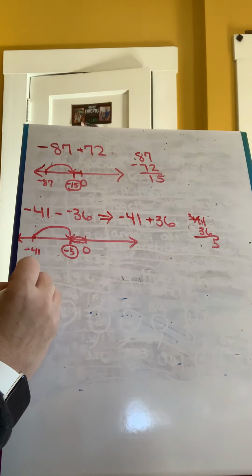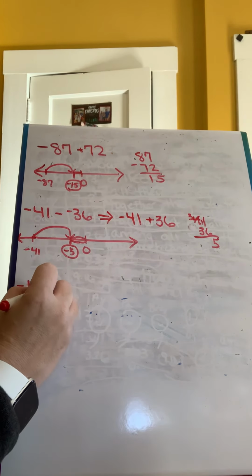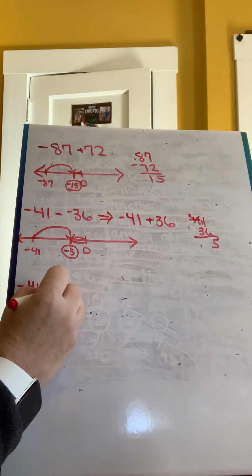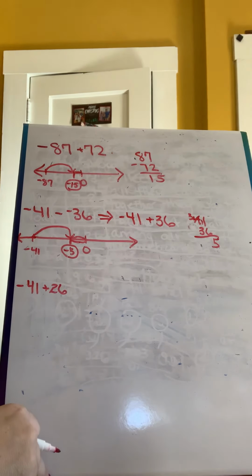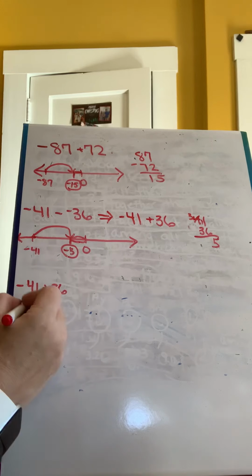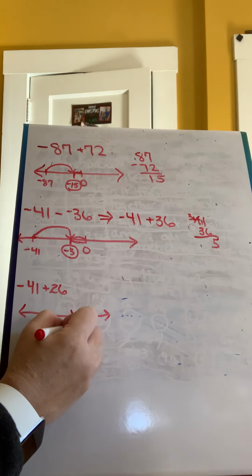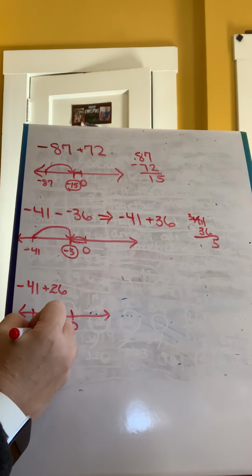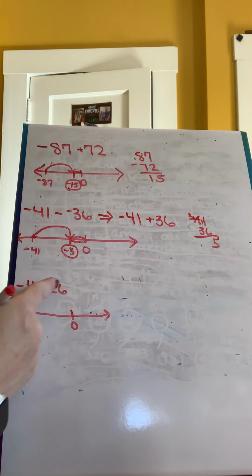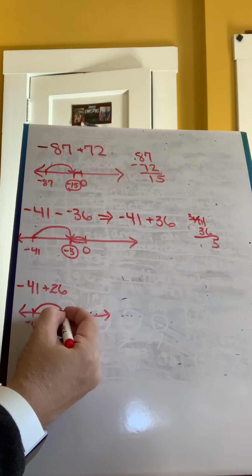Let's try a negative plus a positive. -41 plus 26. It's kind of the straightforward one. So we're at -41, again, somewhere around here. And we're adding 26.